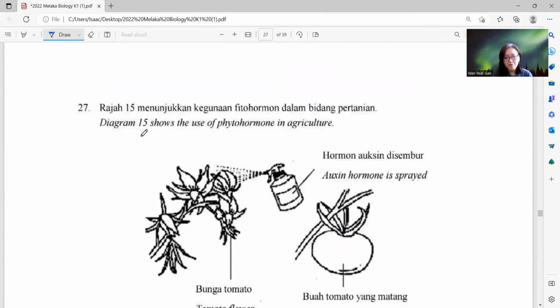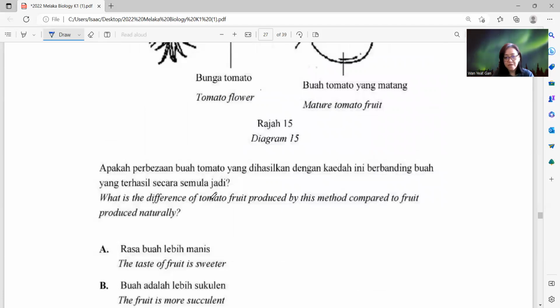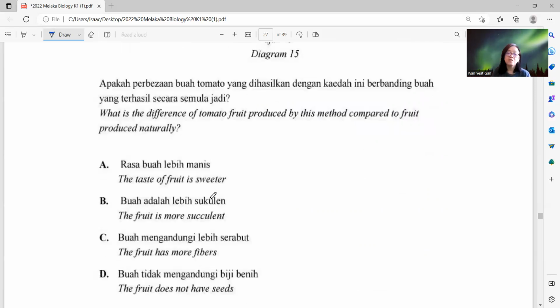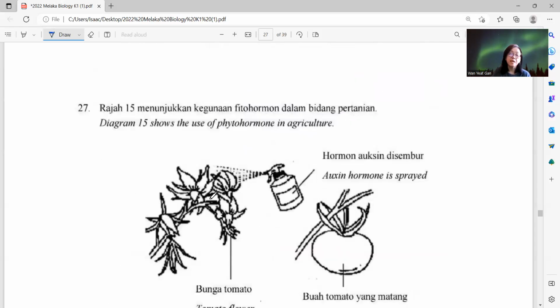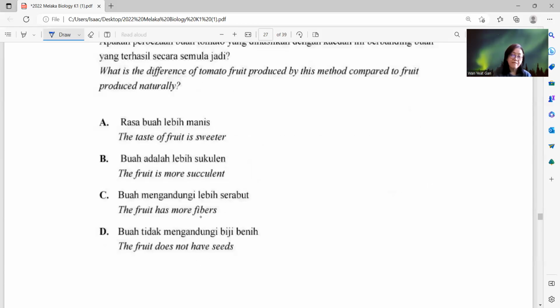27. You're spraying a phytohormone, auxin, onto the flower. So what's the difference of the tomato fruit produced by this method compared to fruit that is produced naturally? If you use auxin to stimulate fruit, the fruit that is produced does not come from double fertilization, so it will not have any seeds.